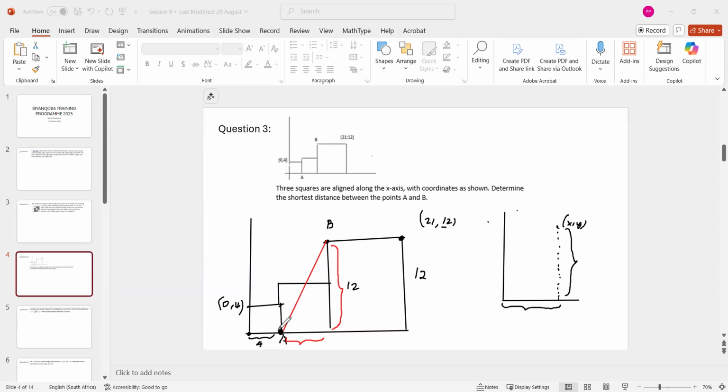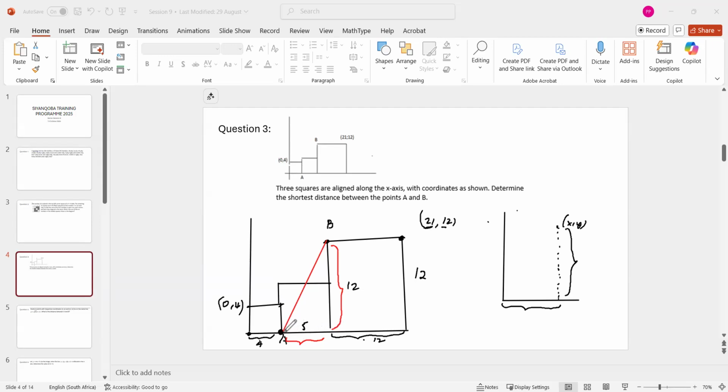So I need to work out all these horizontal distances. Here this is 12, so this is also 12 here because this is a square. But you know the x-coordinate of this point is 21. So this entire length here, the x-coordinate from this point to this point, is 21. I already got 4 and I got 12, that makes 16. So this part here will be 5.